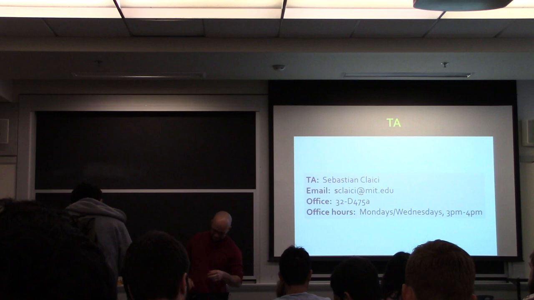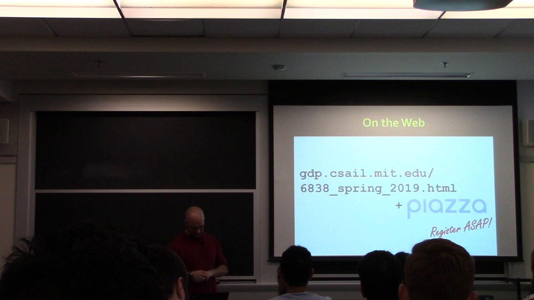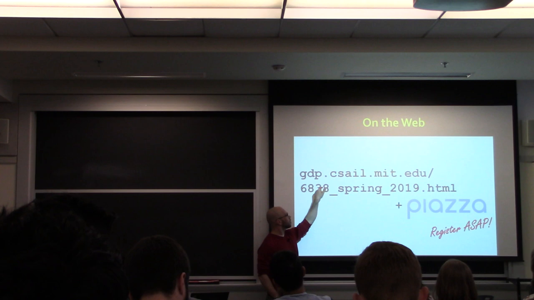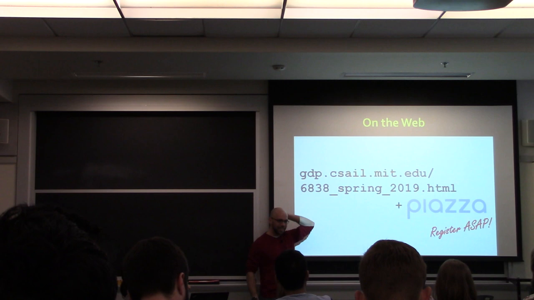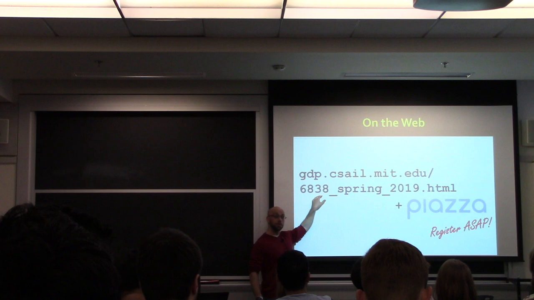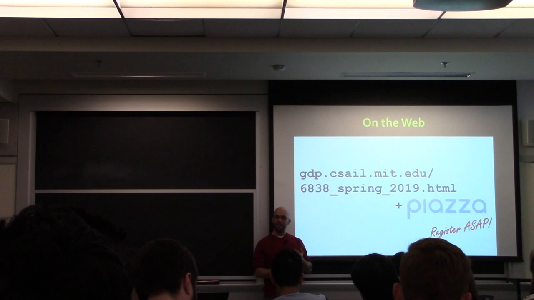So the main URL that matters for 6838 is the one on the board. If you can't remember it or you don't feel like writing it down now, that's okay. If you even just search my name or you remember gdp.csail.mit.edu, it's on our list of courses there. And this is the webpage that we're going to use to post all course material. Okay, so that includes slides, including today's lecture slides. That includes the homeworks, project instructions, schedule, all that good stuff.